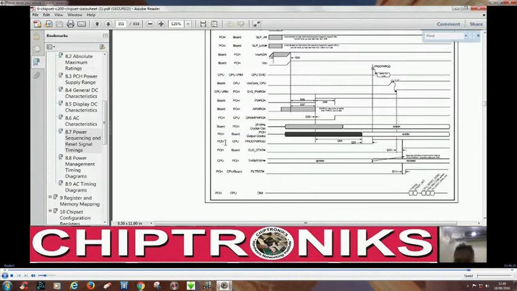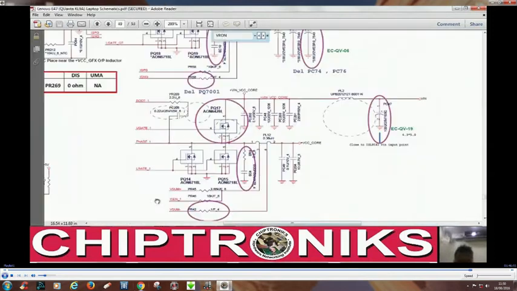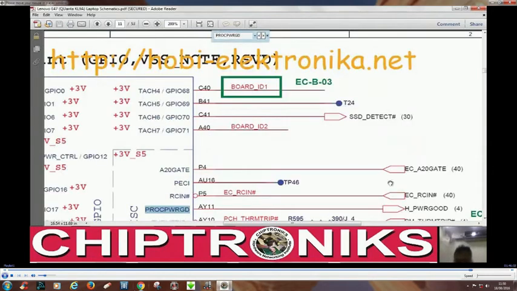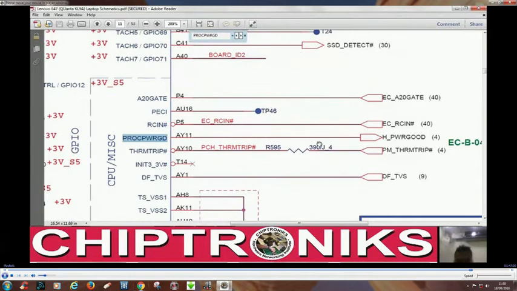Now the CPU, you can see, set VID load. After the PCH provides proc power good, you can see over here, then this VID is loaded. Let's check first proc power good. PROC power good, and you can see this proc power good.